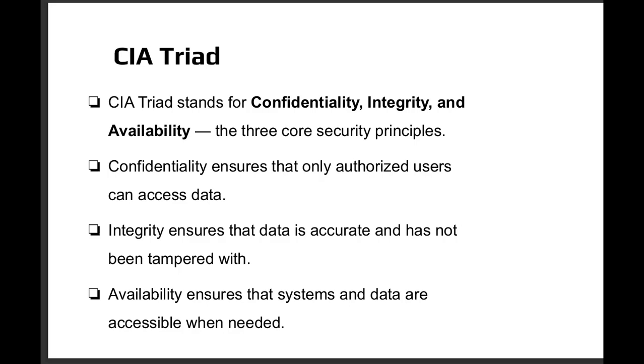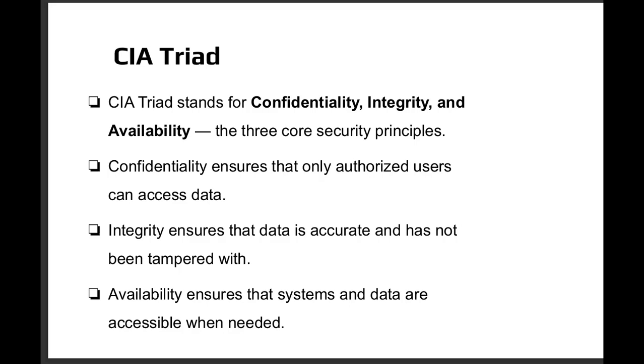CIA stands for confidentiality, integrity, and availability. These are the three core security principles. Each of these will handle a different aspect of proper security for our networks. Confidentiality, the C, is ensuring that only authorized and identified users can access our data. We want to keep access to our sensitive and critical business data, as well as access to our public cloud data, to be secure.